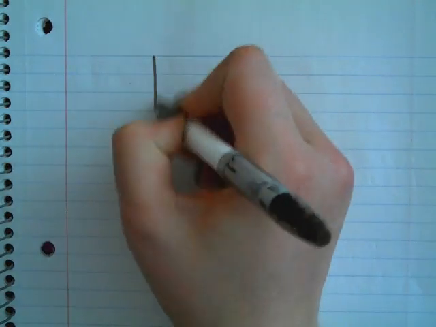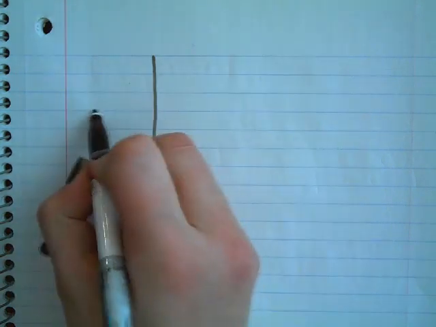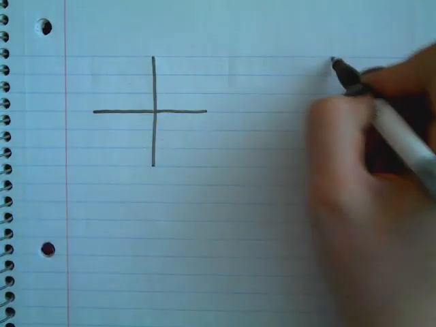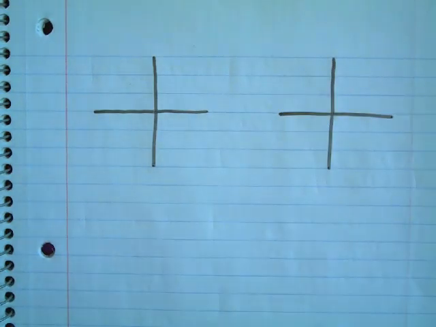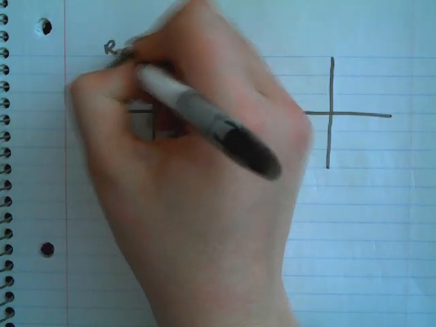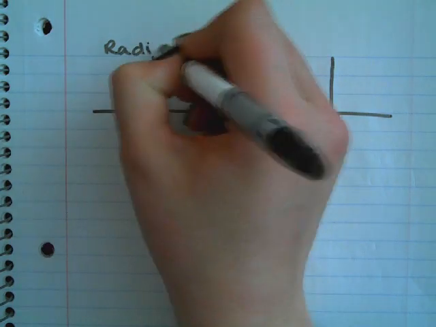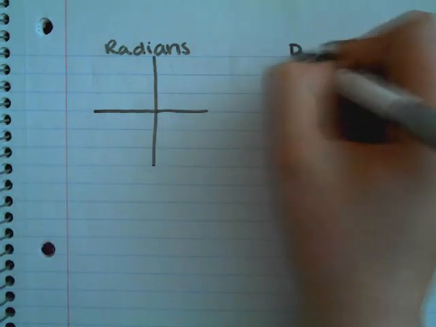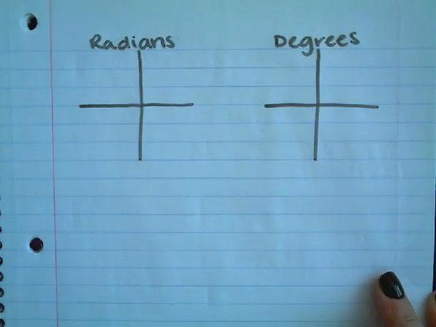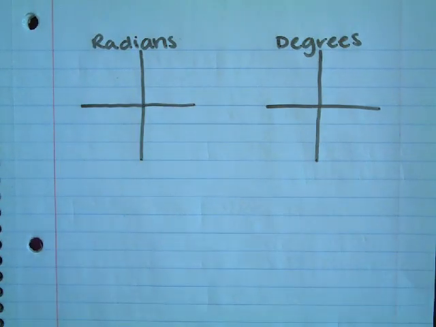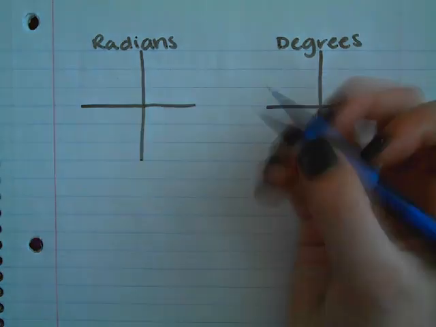All right. So we're going to draw this on our notes. We're going to draw two quadrants. Well, two sets of four quadrants, technically. And one of them is going to be radians. And one of them is going to be degrees. And they both start at 0.